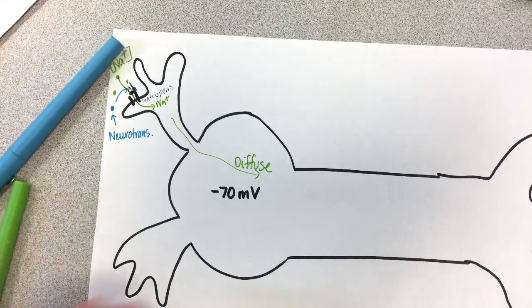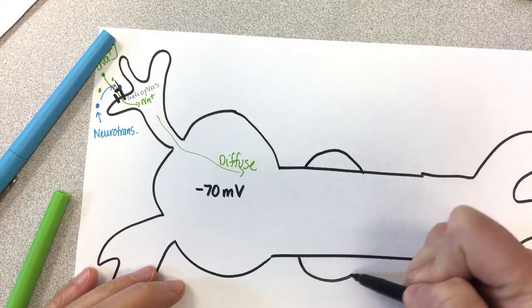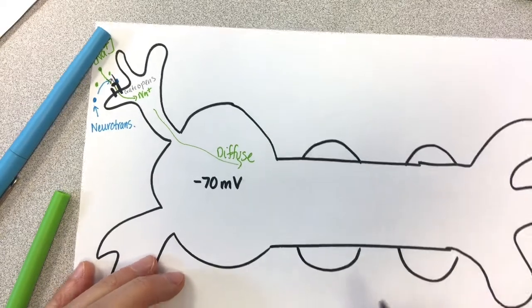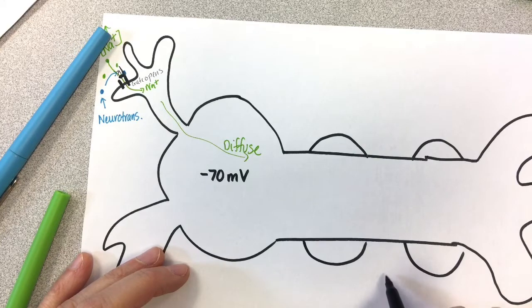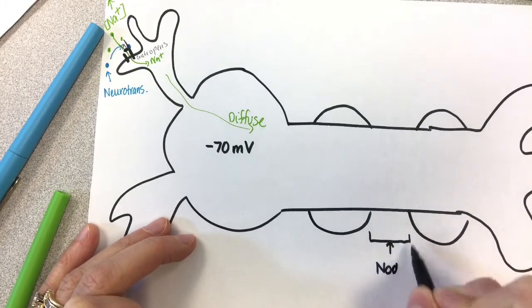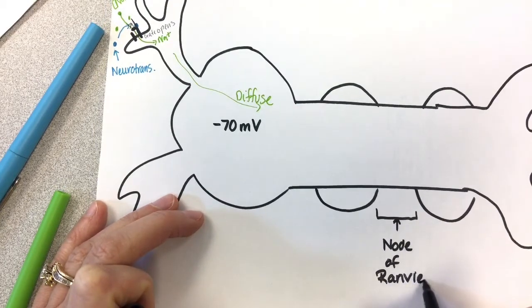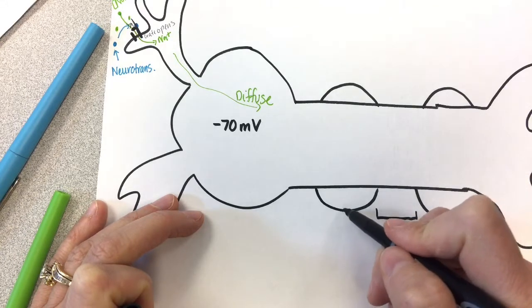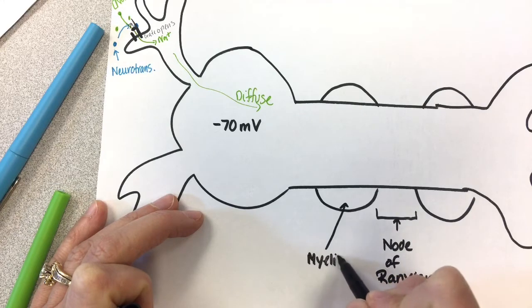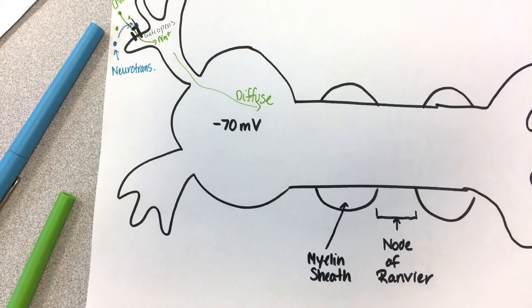Now, one thing I didn't draw here that I'm going to draw is the myelin. So I'm going to draw a couple here. All right, so this is your myelin. This right here is your node, node of Ranvier. This right here is your myelin sheath, which remember is made from a Schwann cell.